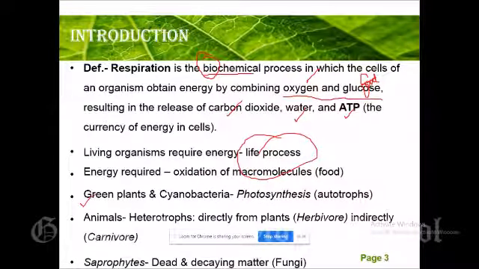In green plants and cyanobacteria, photosynthesis takes place. Animals are heterotrophs. They cannot prepare their own food, so they get it directly from plants, and carnivores get it indirectly, as they too get their food from the plants. Saprophytes obtain their food from dead and decaying matter.